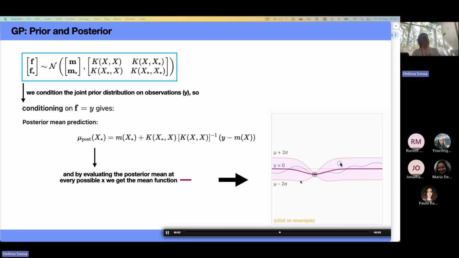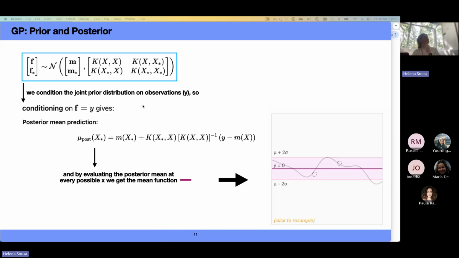So in summary, if we do this conditioning on the joint prior distribution, we can find what we call the posterior distribution. And as I said, the intuition behind this step is that we want to constrain our distribution on our actual training points. Here I skipped a little bit of the mathematical concepts behind this, but hopefully we can have a better look at it in the next session.